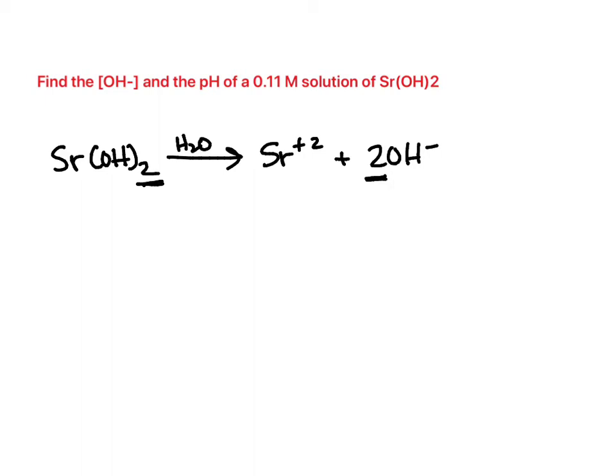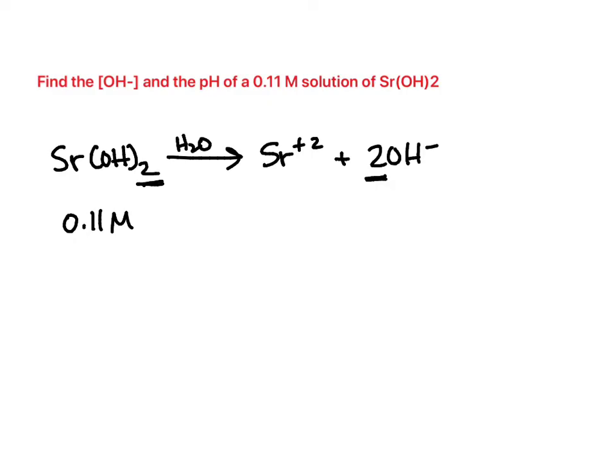So when we break our acids apart, we're always going to have hydrogen and an anion. And when we break our bases apart, we're always going to have a metal and the hydroxide ion. And then we'll have a coefficient out in front of the hydroxide ion to show how many hydroxides were in that formula. So the problem tells us that this is a 0.11 molar solution of strontium hydroxide, and we have to find the hydroxide ion concentration and the pH.